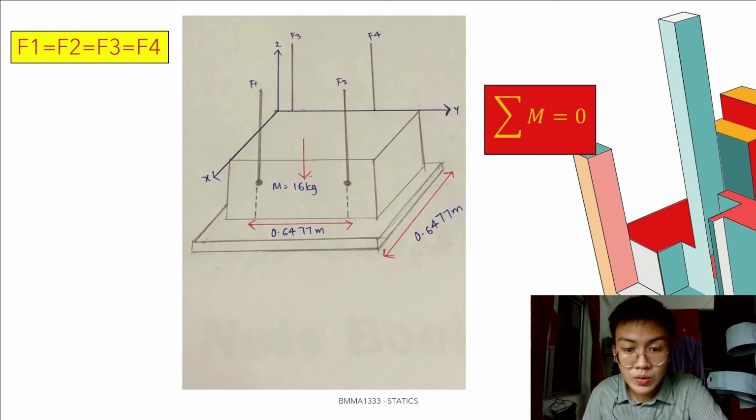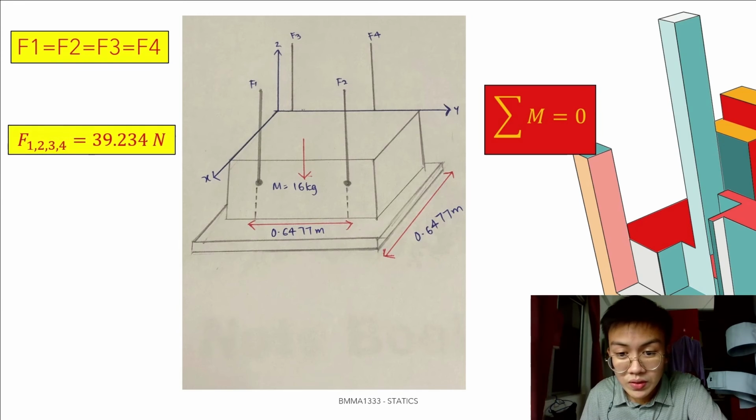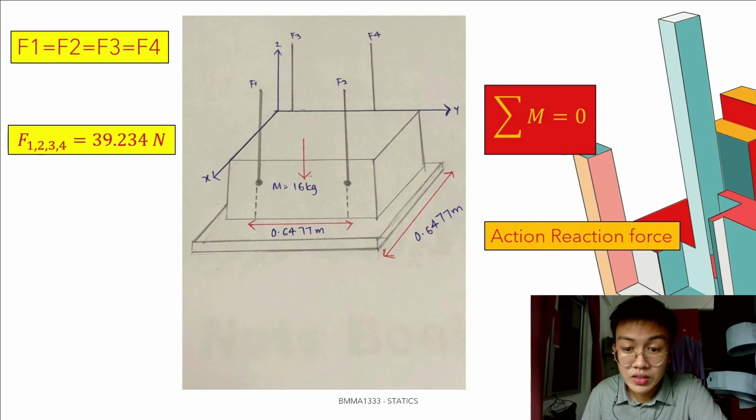By having these two theories, we can calculate the force acting on the rigid body. After those calculations, we got the force acting on the body equal to 39.234 Newton for F1, F2, F3 and F4. Moreover, based on Newton's law of motion, which states that when two bodies interact, they apply forces to one another that are equal in magnitude but opposite in direction, we know that there is a force acting downwards caused by gravitation.